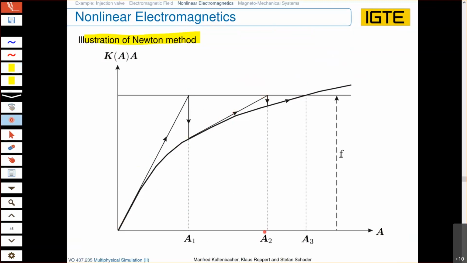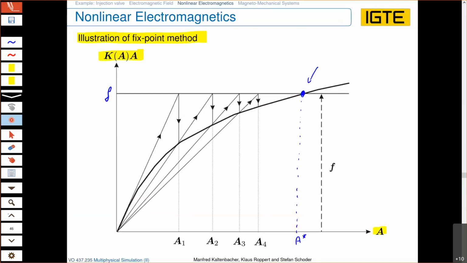iterative solution. And you see perhaps already from here to here, you already get the final solution. So you see, for the case I have drawn here, the Newton method would be extremely efficient. We would just need about 3 iterative steps compared to the fixed point method, as you can see here.